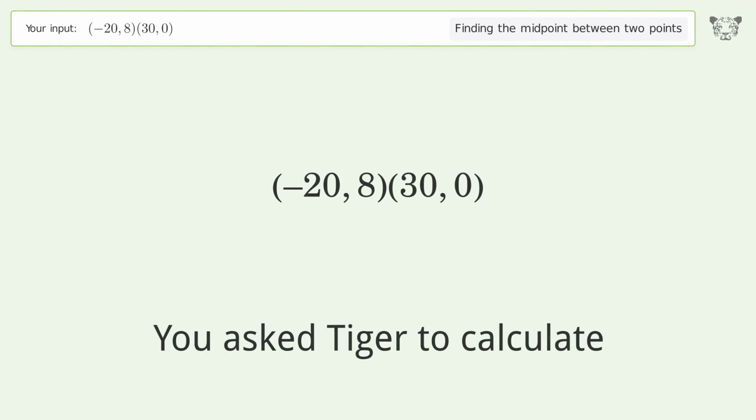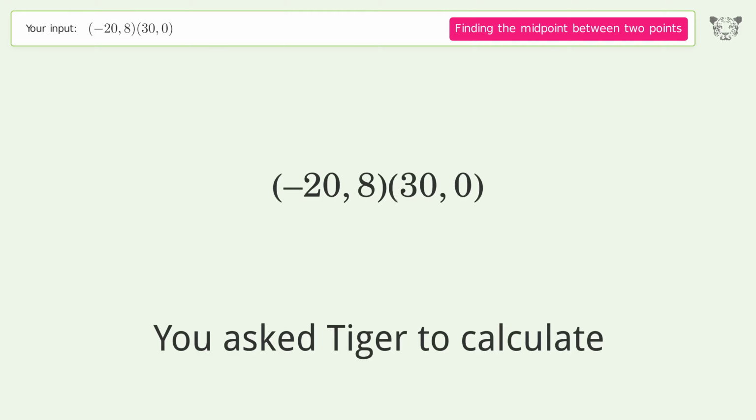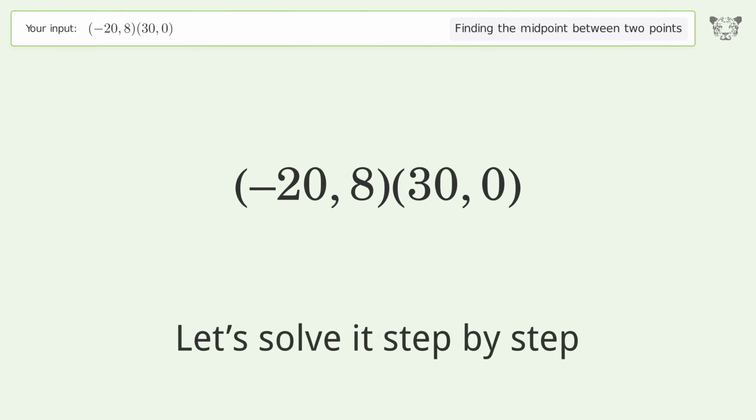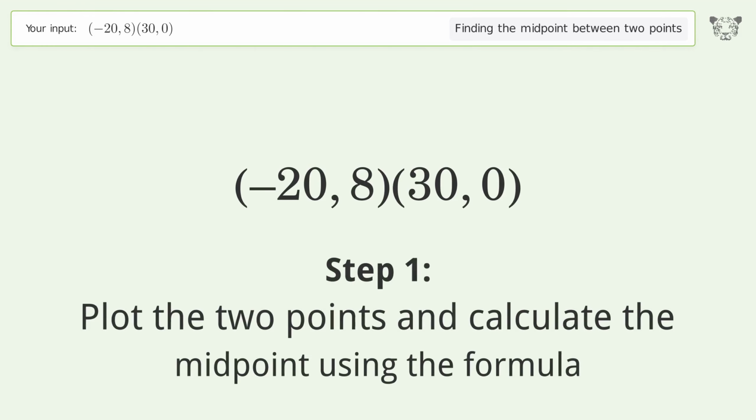You ask Tiger to calculate. This deals with finding the midpoint between 2 points. The midpoint between the 2 points is 5, 4. Let's solve it step by step. Plot the 2 points and calculate the midpoint using the formula.